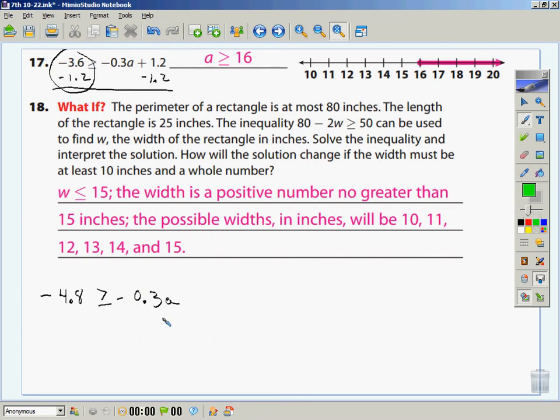0.3a. I'd divide both sides by a negative 0.3. When I divide by a negative, my inequality has to be flipped, and this is going to come up to a positive 16. It's going to be a filled in circle on 16, and my line is going to be going to the right because it's getting bigger.